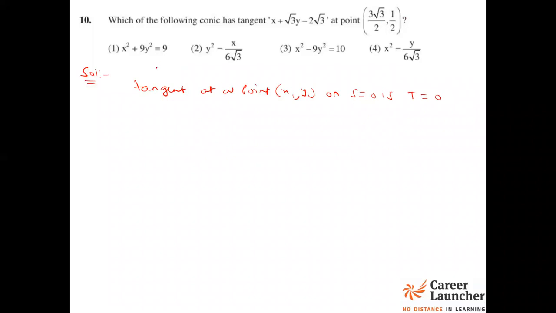So let us see the first equation. x square plus y square is equal to 9. x square plus 9y square is equal to 9. So if you apply T for this at the given point, it will become x times, we have to replace x square with x into x1. So it will become x times 3 root 3 by 2 plus 9 times y, where y square should be replaced with y y1. So y times half is equal to 9.